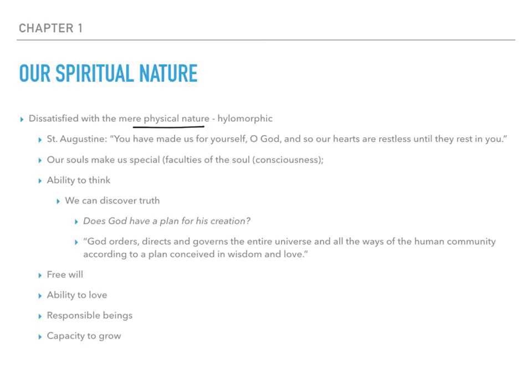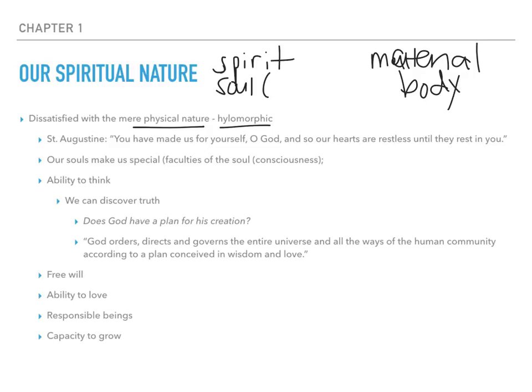We are hylomorphic beings. Hylomorphic means that we have a spiritual nature, so spirit, and a material nature. So I have a body and I have a soul. Another word you can use for the soul is your mind or consciousness. And there are three faculties of the soul: your intellect, your will, and then your desires or appetites.